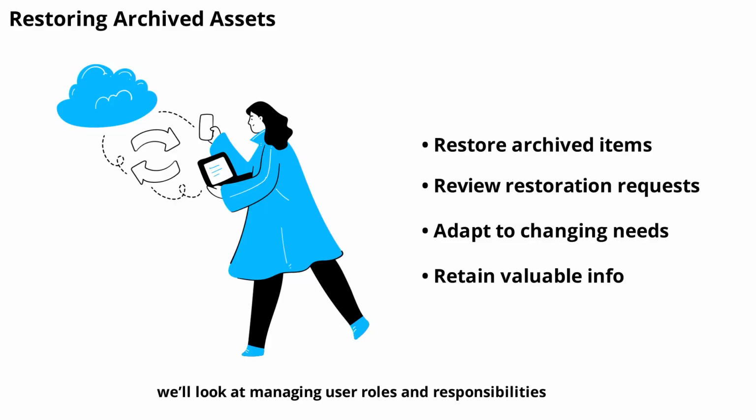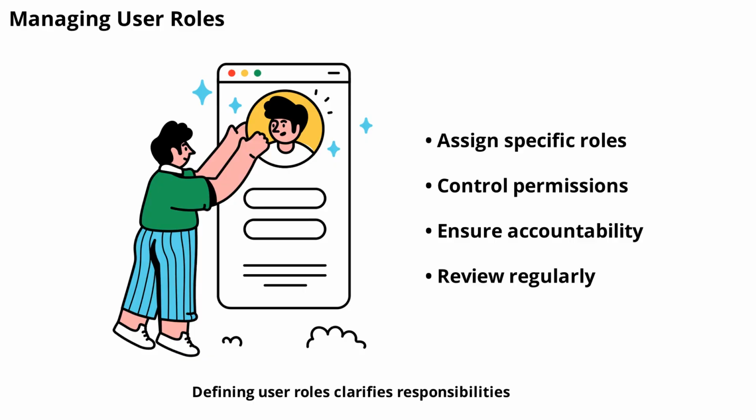Next, we'll look at managing user roles and responsibilities. Defining user roles clarifies responsibilities within your knowledge management system. Assign roles such as administrator, editor, or viewer, each with specific permissions. This structure helps prevent unauthorized changes and ensures accountability. Regularly review and update roles as your team evolves.